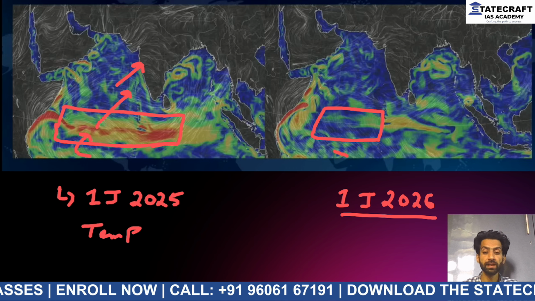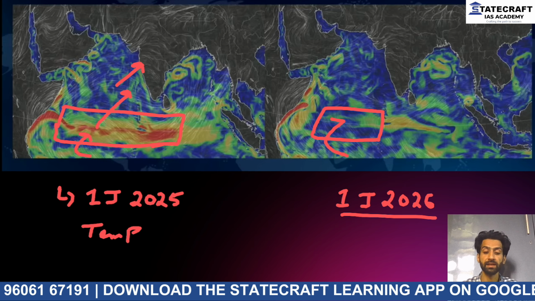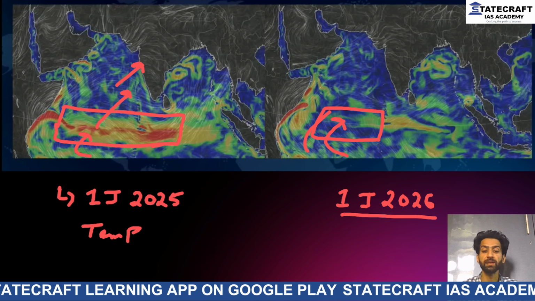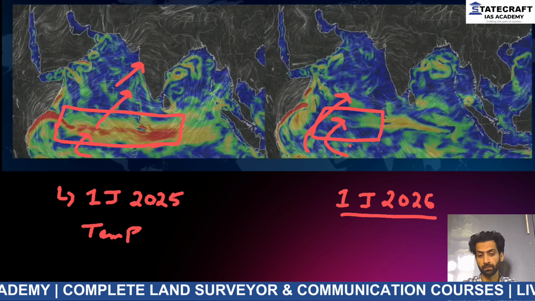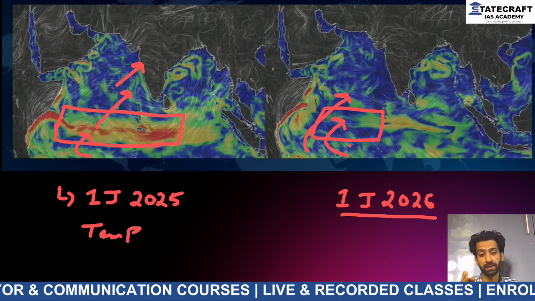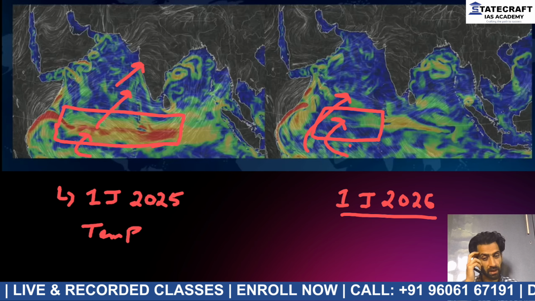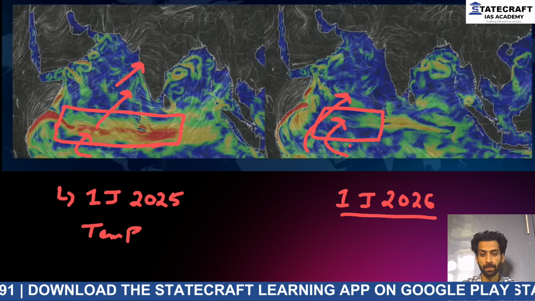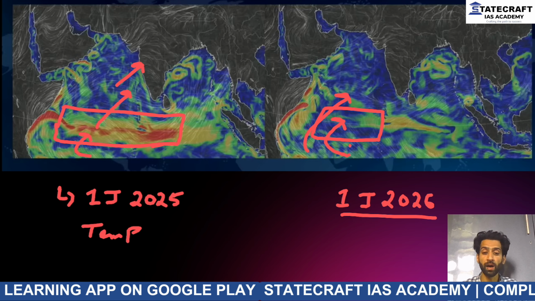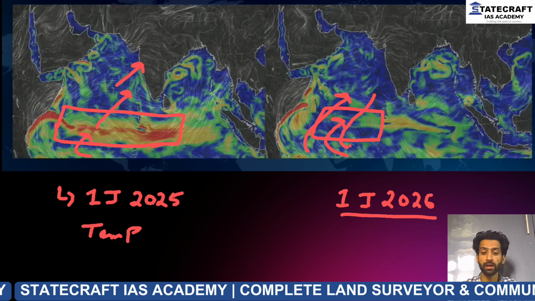The winds will come from this region, but they will not be able to carry moisture because there is less availability of moisture. This is a satellite image that's taken exactly at the same date as the last year. And you can see the variations in the sea surface temperatures. So that tells us why the winds are not able to cause rainfall.